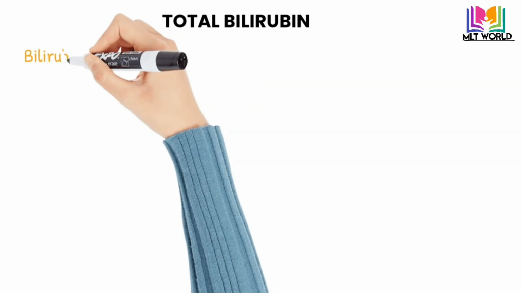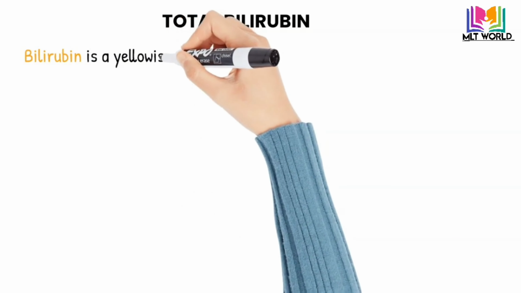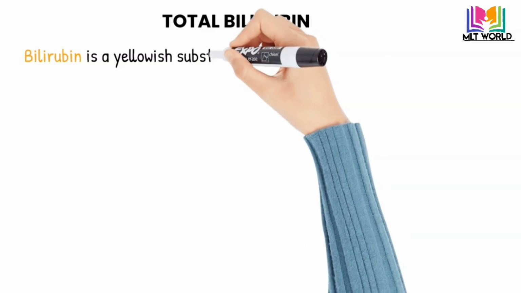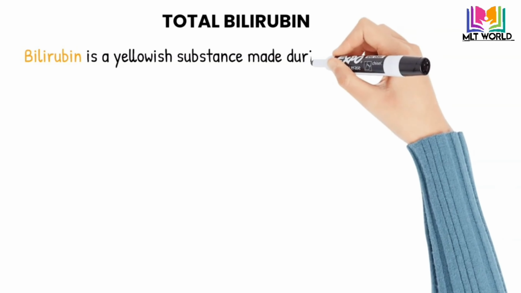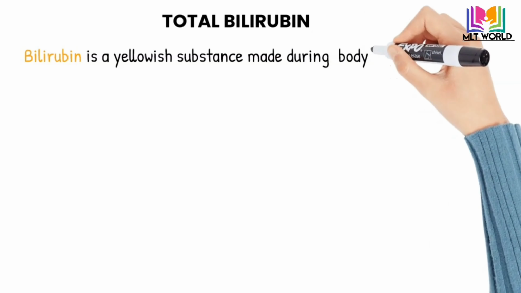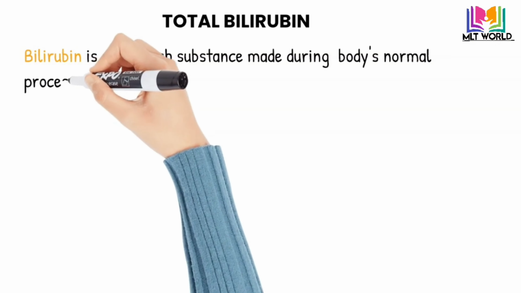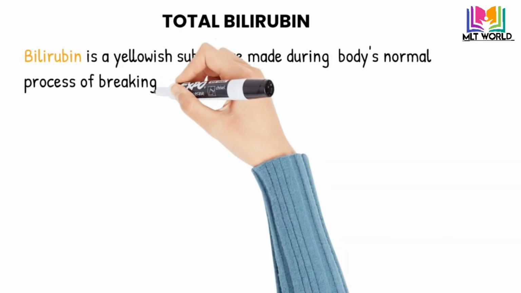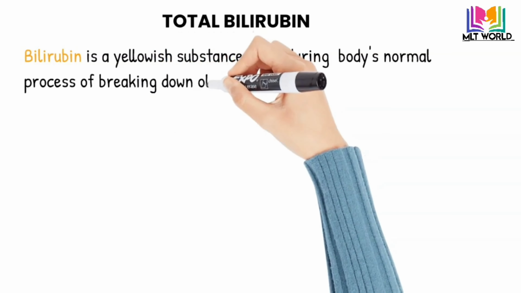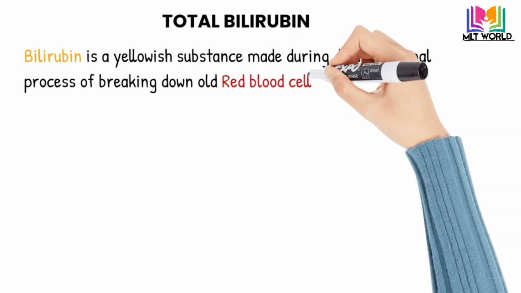Now we will discuss the first test of this panel, that is bilirubin. Bilirubin is a substance produced during the normal breakdown of red blood cells, and it is a yellow colored substance. As you know, red blood cells have a normal 120 days period, and after that they will lyse and they will release the bilirubin. Bilirubin will pass through the liver and be excreted in the stool.